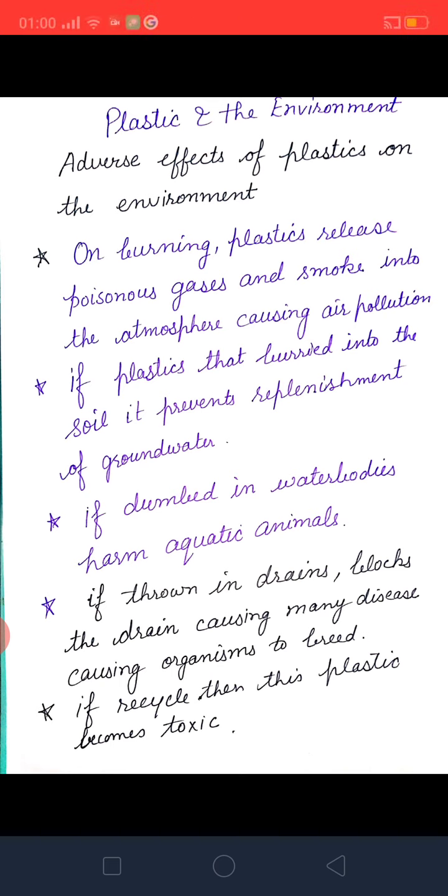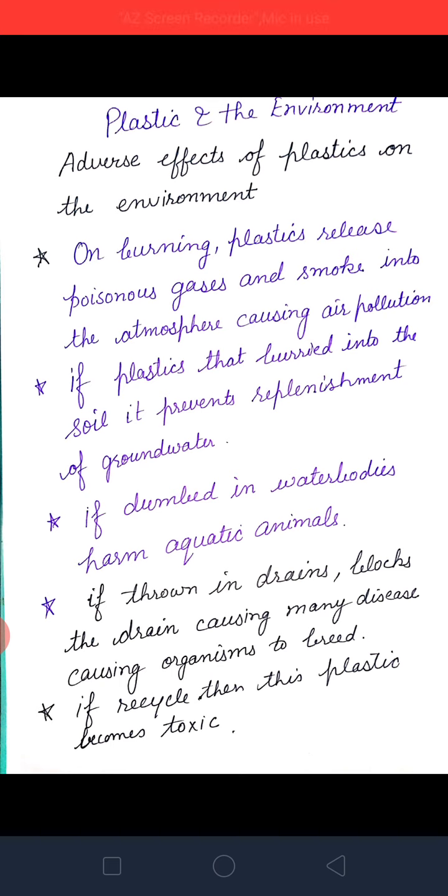Then this causes diseases in animals and even sometimes leads to the death of the animal. Then what can we do with the plastic? If we can't dispose of it into the soil, if we can't burn it, if we can't throw it here and there, then what should we do?